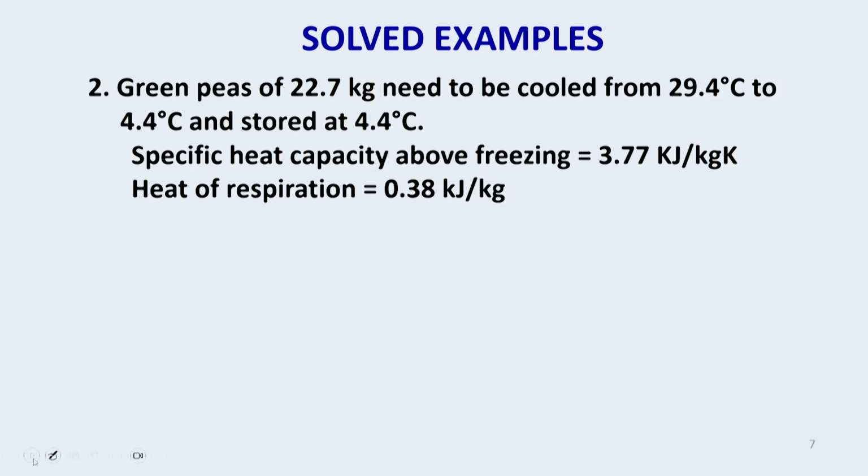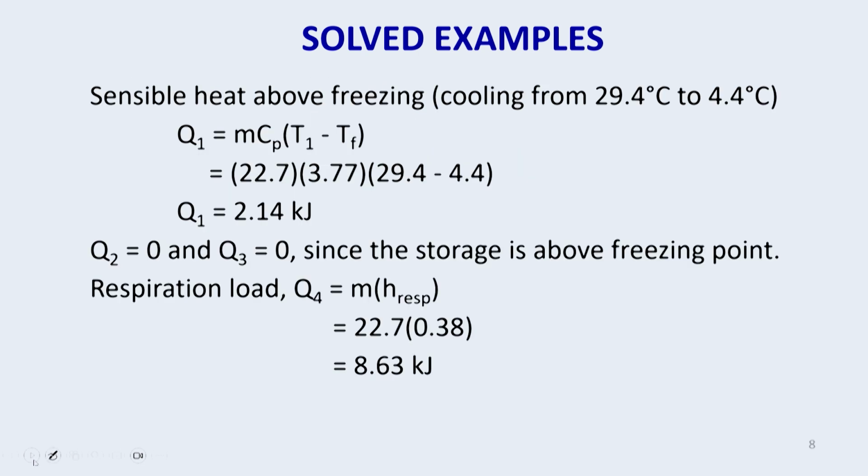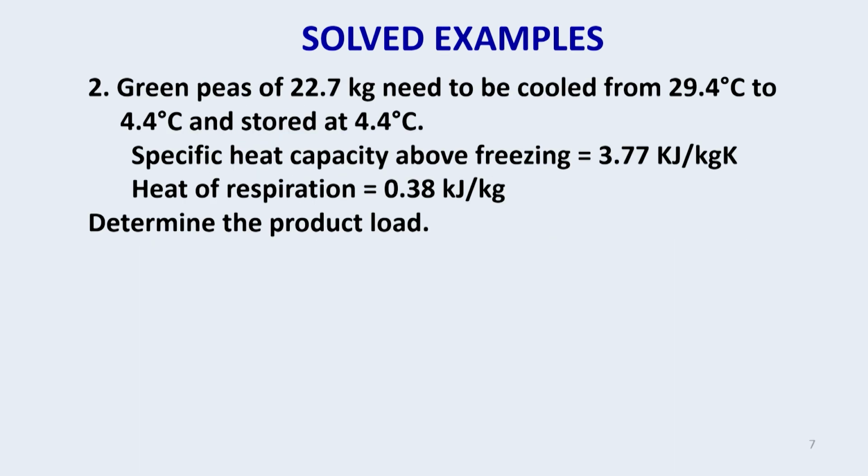Let us move to the second numerical question. Green peas of 22.7 kg need to be cooled from 29.4 degrees centigrade to 4.4 degrees centigrade and stored at 4.4 degrees centigrade. Specific capacity above freezing is given. Heat of respiration is given. So we have to determine the product load. Let us solve this problem.